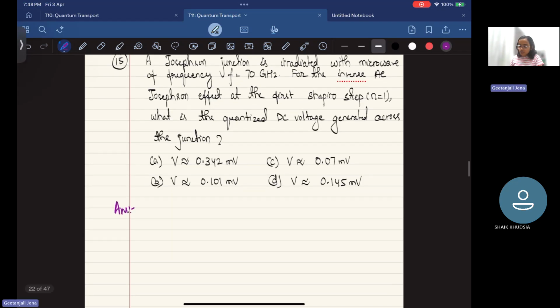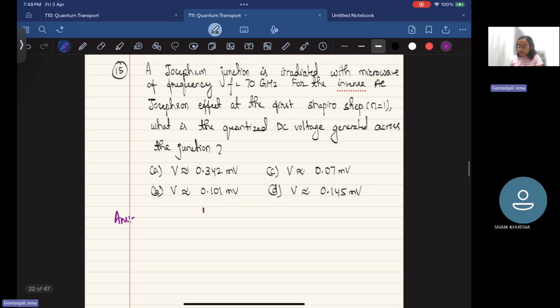So you are irradiating this Josephson junction with frequency 70 gigahertz. And it's given you are in the n equal to 1 Shapiro step. So what is the quantized value of DC voltage that you can get at this Shapiro step? Just recall the expression for quantized voltage that you will get in the voltage standard. Just use that, then from that you can calculate the quantized DC voltage.